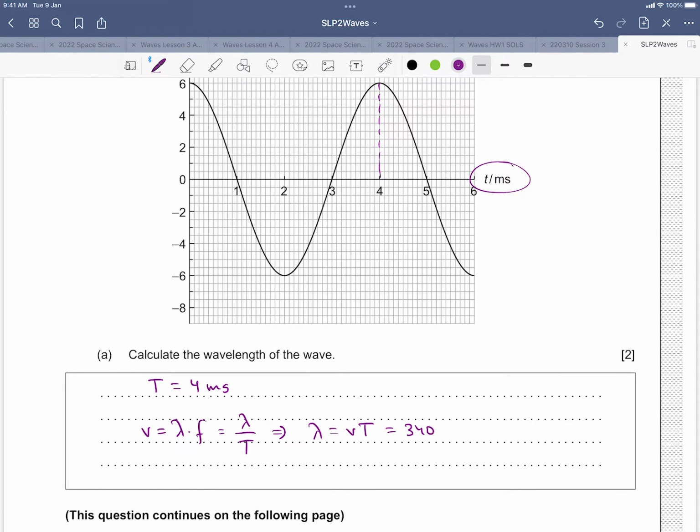So we have this, and then basically the wavelength is just wave speed times the period. Wave speed was given to us, the speed of sound, and period was 4 times 10 to the negative 3 seconds, and then you get the right answer, which is 1.36 meters. There you go. Now, of course, you could work out the frequency first and so on, but this is sort of the most direct way to get the right answer.